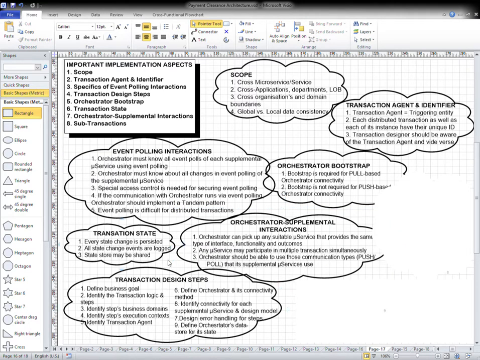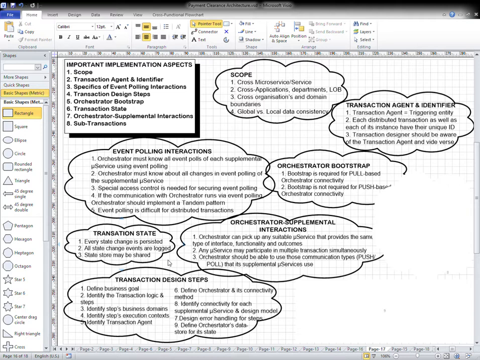The relationship between the orchestrator and supplemental microservices, and particularly the communication between them, follow these rules. The orchestrator can pick up any suitable microservice, not necessarily predefined during design time, if that microservice provides the same type of interface required by the orchestrator, as well as functionality and outcomes. This is a backup solution if the chosen microservice failed and the orchestrator has to decide how to work forward.